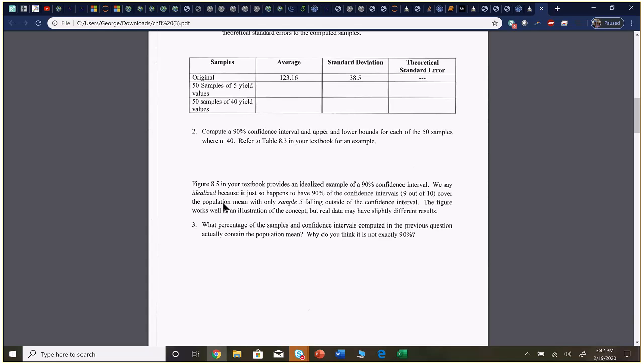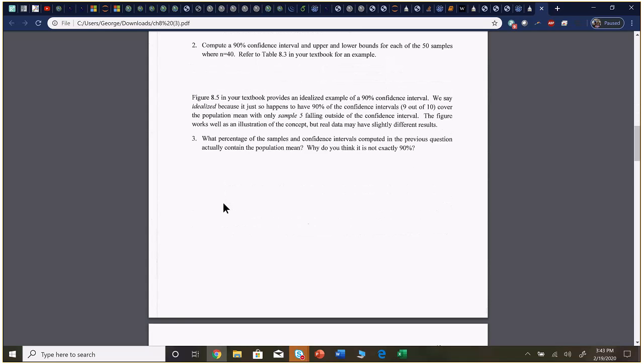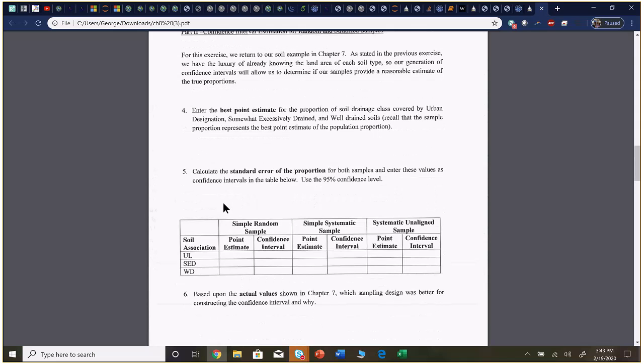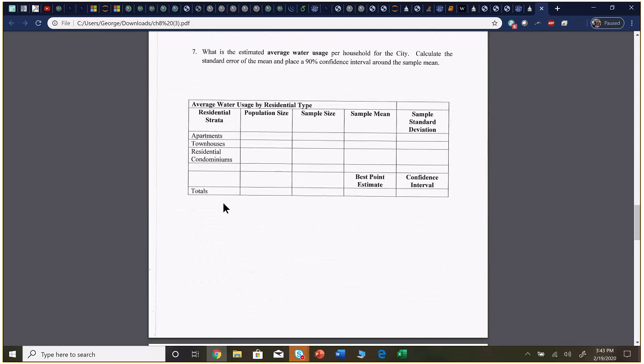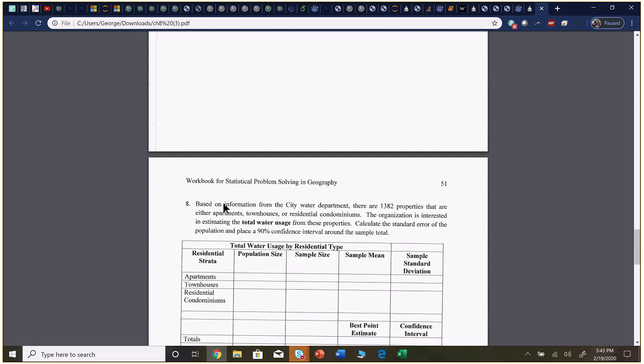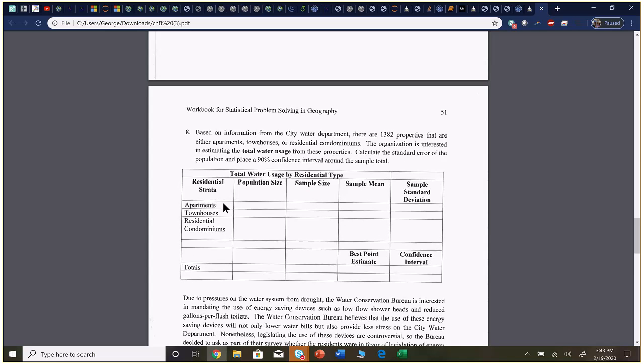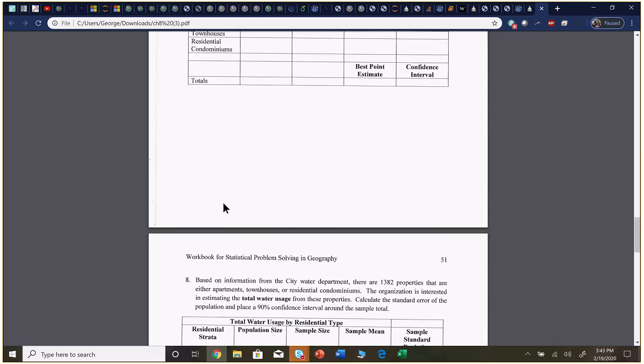Why don't you think it was exactly 90%? You have to answer that. Now, this part you won't be able to answer yet. So just hold off on it. We'll do the second part of the homework after I show an example of how to do that. Okay? All right.